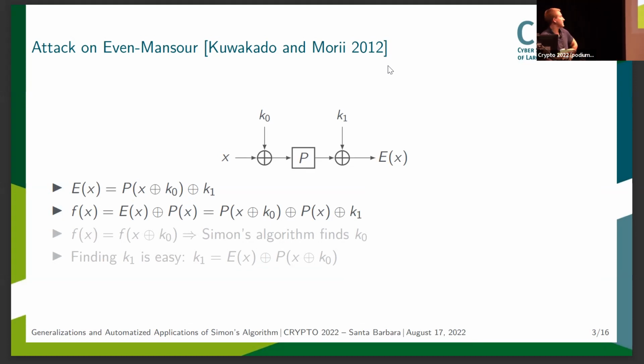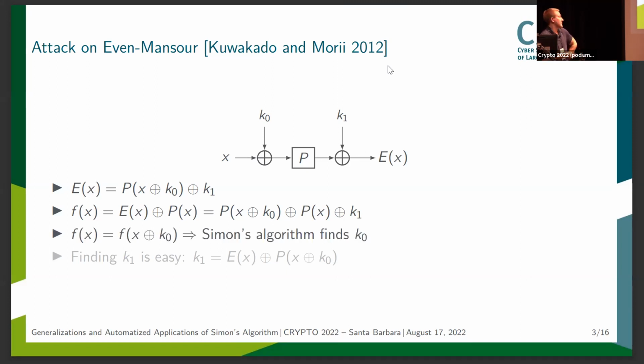So this means that if we add K0 to the input, then this will be cancelled out, but K0 will appear here. And that means that the output value will not change, right? Because it's the same as before, just swapped around.